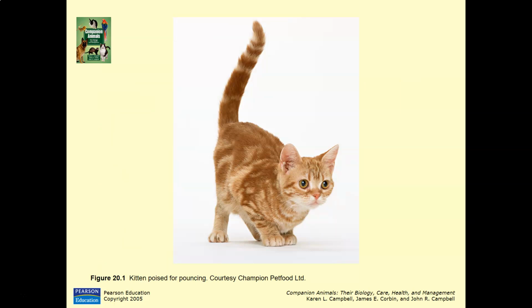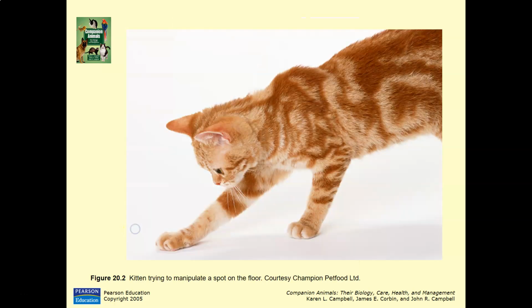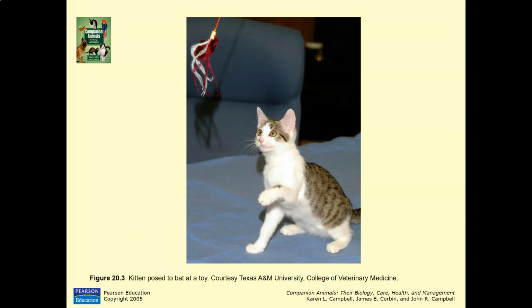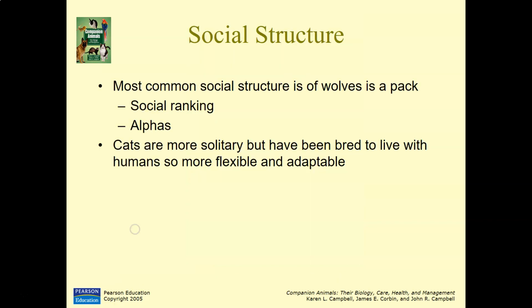So this is just showing a kitten poised for pouncing. So probably learning from watching another cat that was doing this. They've learned, trying to chase a spot on the floor. Another thing, playing with them, batting at a toy. All these things are early developmental steps that you can take with cats.